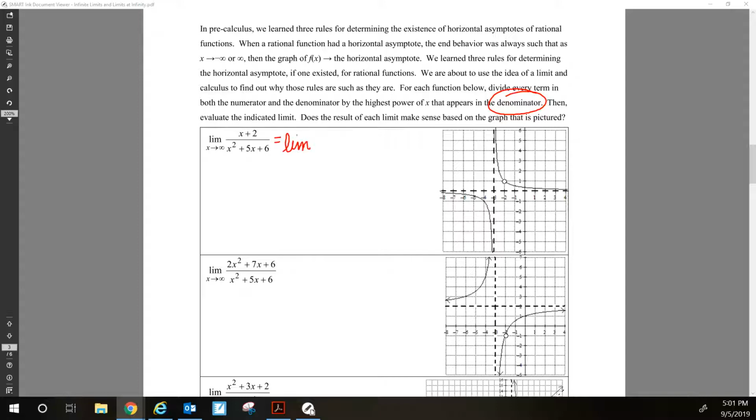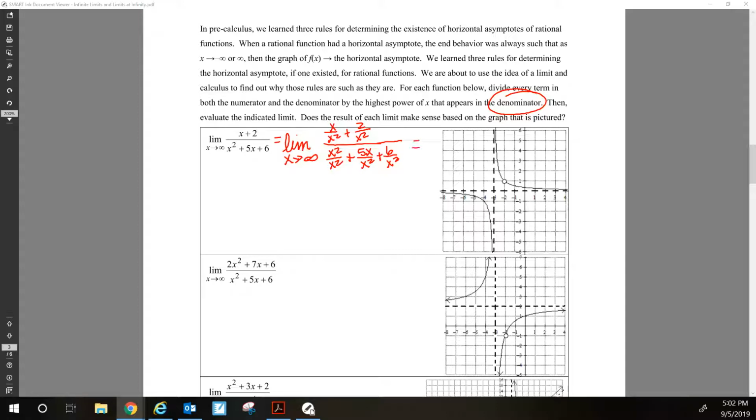So the limit as x goes to infinity, so this would be x over x squared plus 2 over x squared over x squared plus 5x over x squared plus 6 over x squared. And I know this looks really funky, but once you've done a couple of these, it's going to come really fast to you. So again, what we did is we took every term in the function and divided it by the highest power of x that's in the denominator. The highest power here is x squared. I took each of these terms and divided it by x squared.